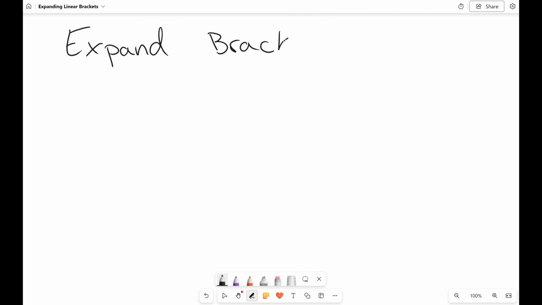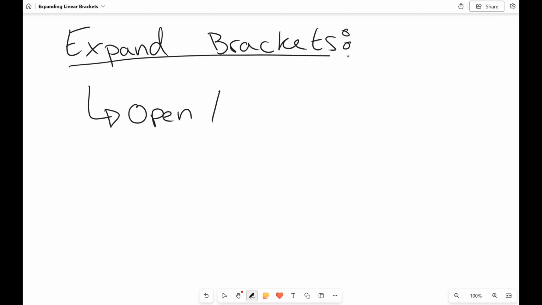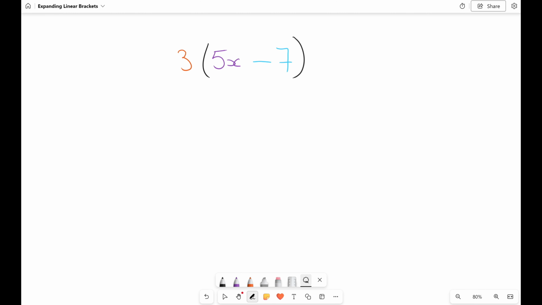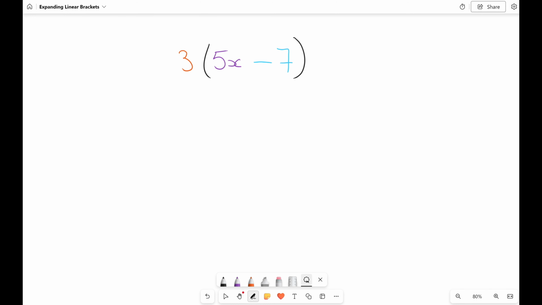Expanding brackets. What does it mean, firstly? It means to open or take out of the bracket, literally. What does that look like? I'm going to show you. This is an example of how a linear brackets question would start off. But first things first, let's look at some multiplication rules for those that are multiplying without a calculator. If you are using a calculator, you can skip ahead in the video to the expansion section, which is timestamped in the description below.